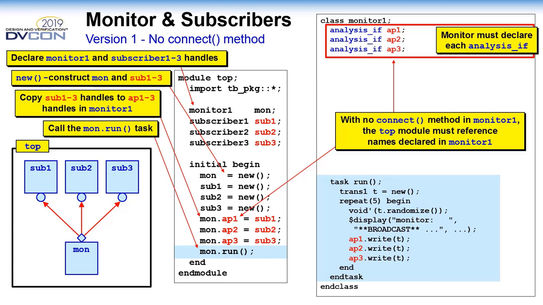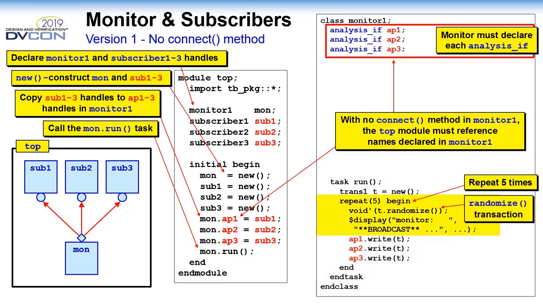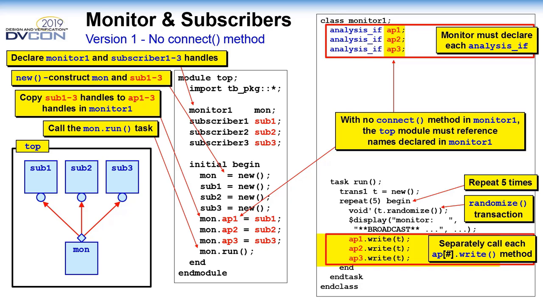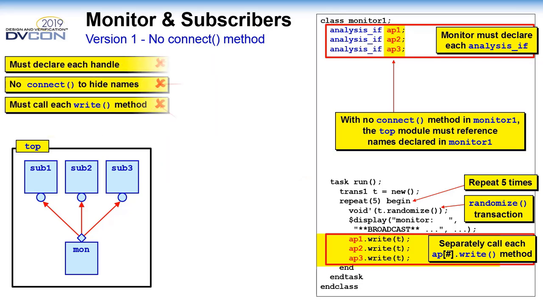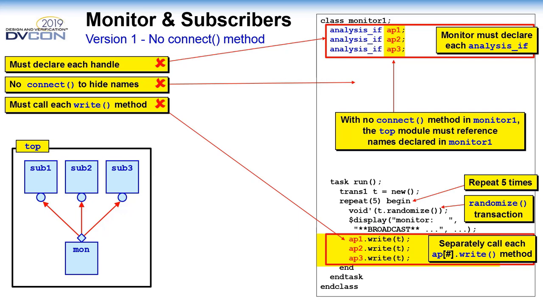And in the monitor run task, it's just going to repeat 5 times looping. It's going to display what the monitor transaction is, display that the monitor is broadcasting the transaction. And then once again, we had to know how many subscribers we had and had to call them each individually. We called the write method out of each of those subscribers. So we must declare each handle separately.